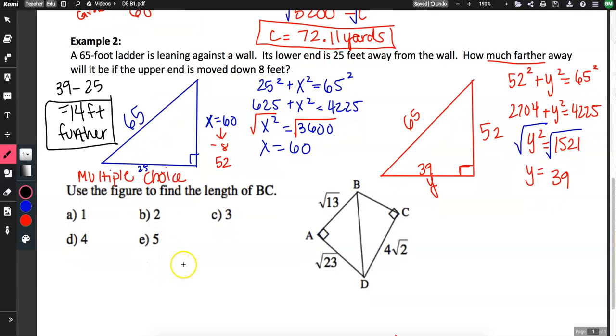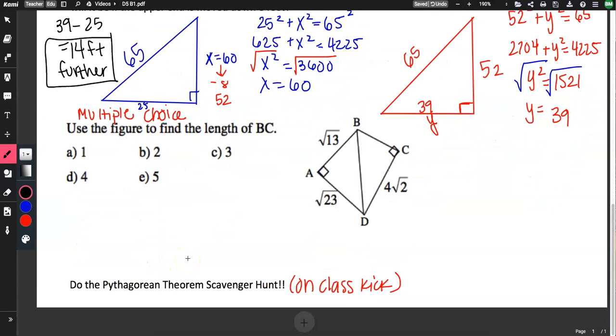And the last one here, this is actually a multiple choice question. The first time I looked at it, I was very confused, but it's a multiple choice question, so these are our possible answers. Use the figure to find the length of BC. So we're looking for this length here. The little right angle symbol got a little skewed, so that's our right angle here. Okay, so we're going to work our way to BC.